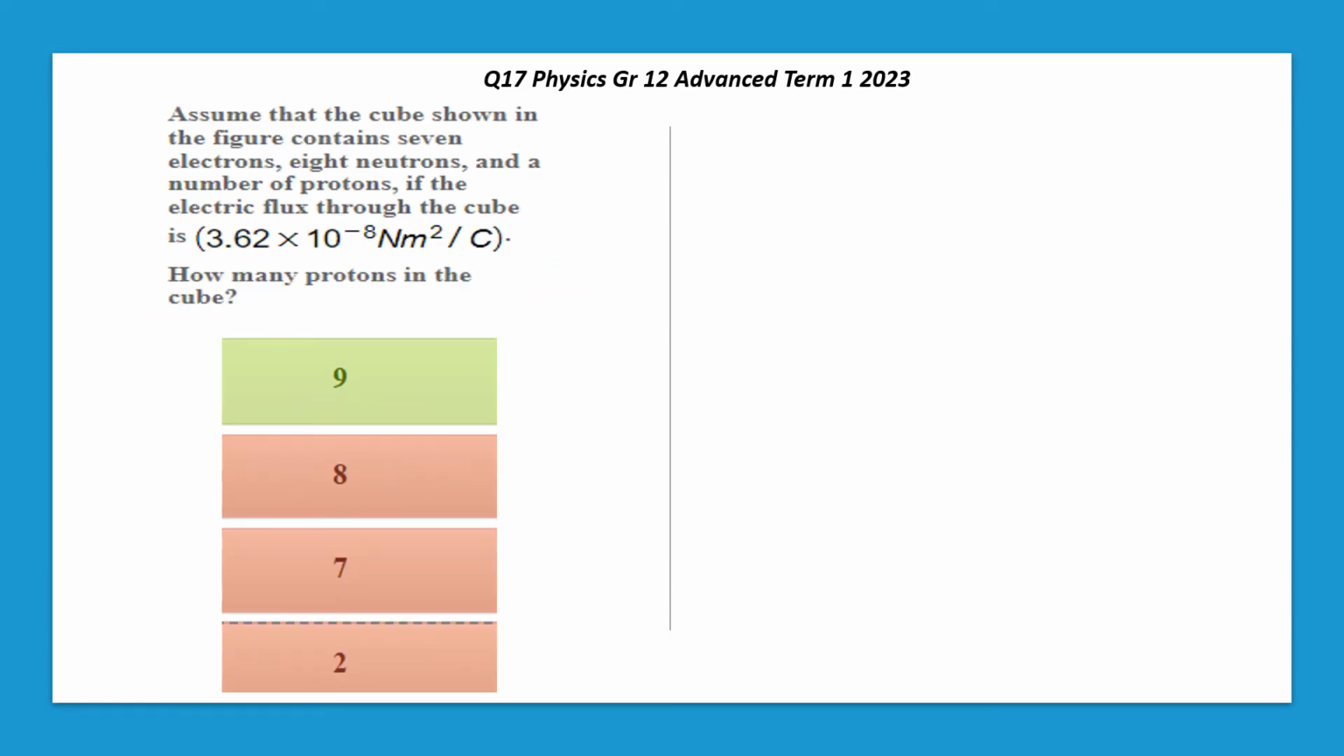We continue with question 17. Assuming that the cube shown in the figure contains 7 electrons, so the number of electrons is 7. We have 80 neutrons and a number of protons that we need to define. If the electric flux is 3.62 by 10 to the power of minus 8 Newton meter square per coulomb, what's the number of protons? What do you think?